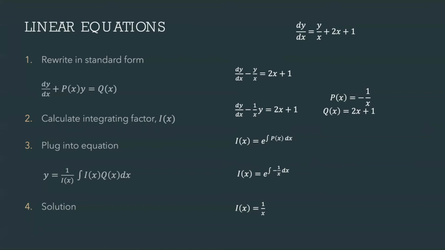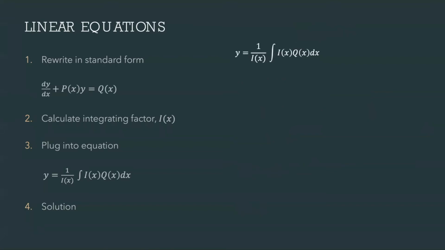Next, all we have to do is plug into this equation. The equation is y equals 1 over I of x times the integral of I of x times q of x times dx. Plugging in all those variables, we would get y equals 1 over x times the integral of 1 over x times 2x plus 1 dx.